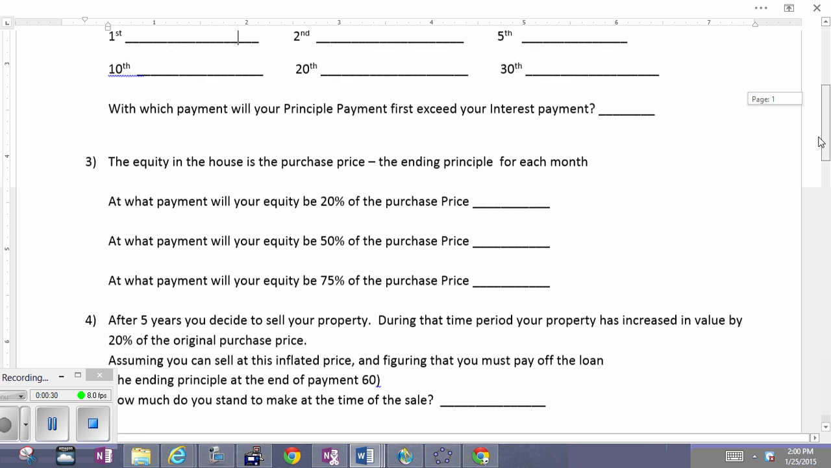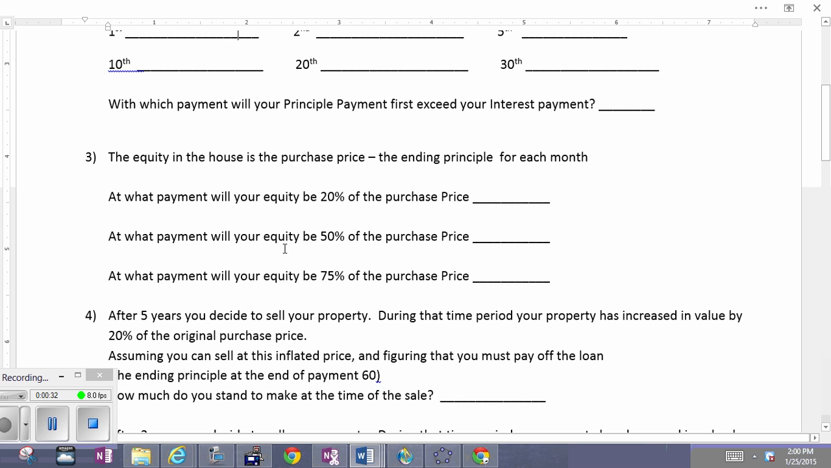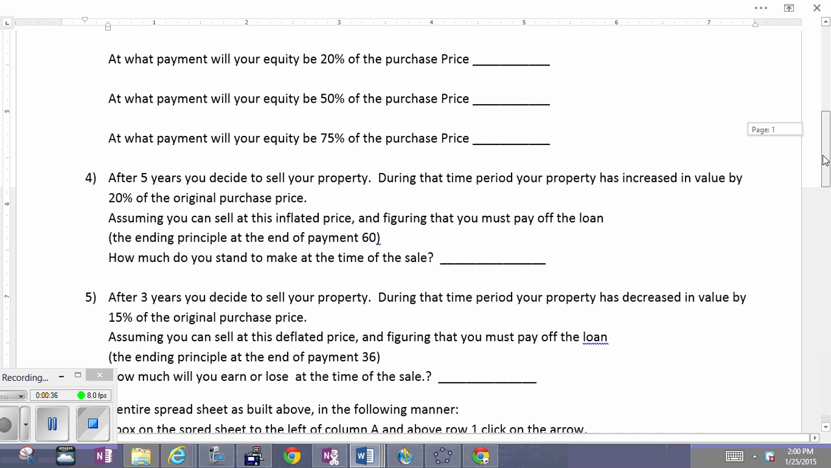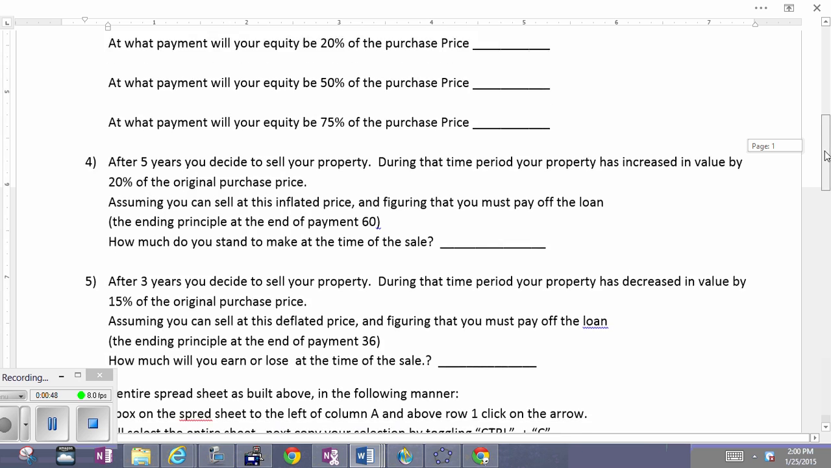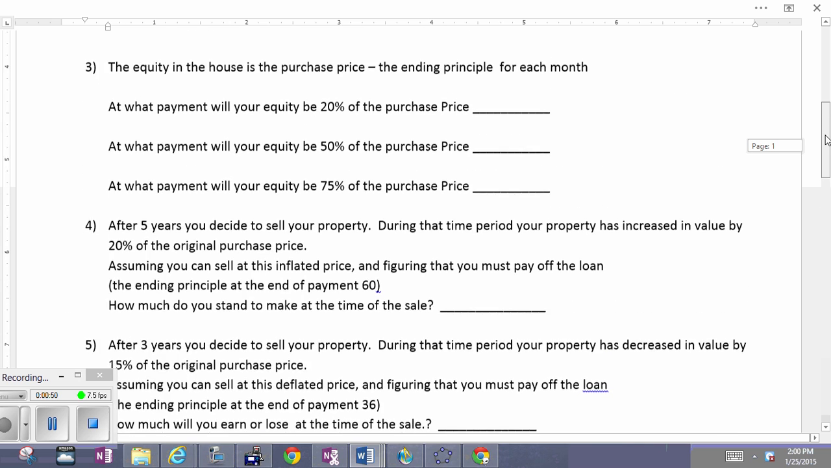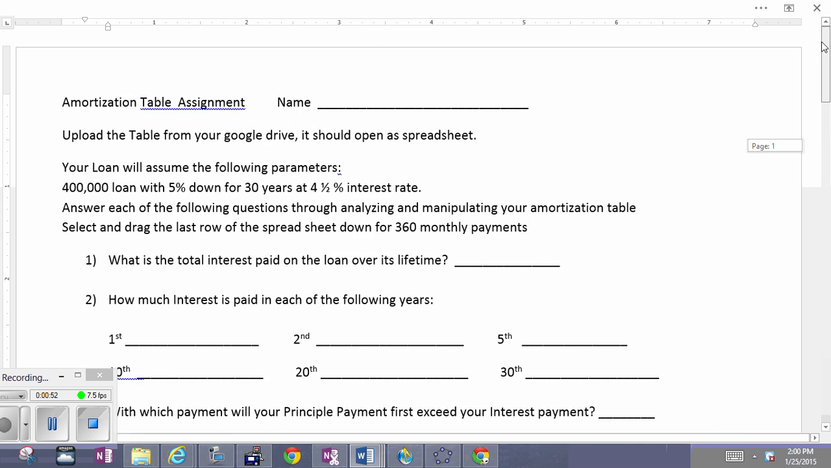Okay, it's going to ask you about equity. We have to talk about that. It's going to pose some questions about selling the property, assuming that you had an increase in the purchase price, or selling the property, assuming you had a decrease in the purchase price. And then we're going to do some further analysis with that. So let's get back to this.